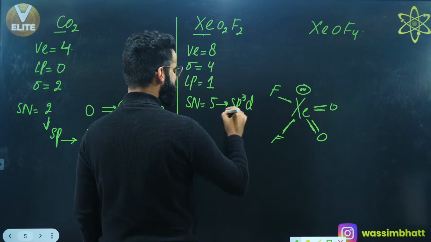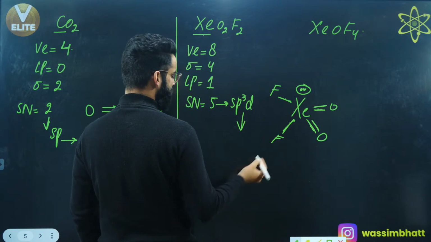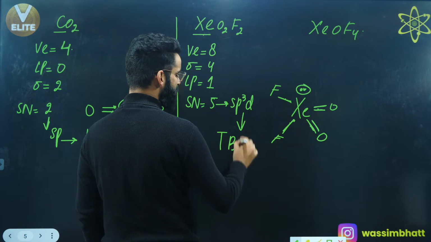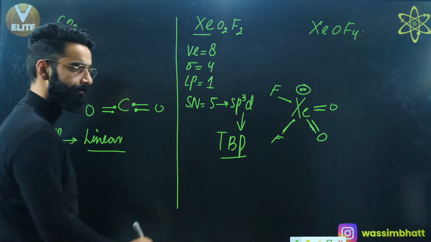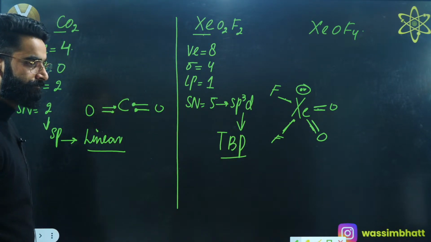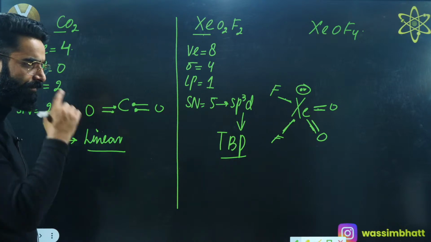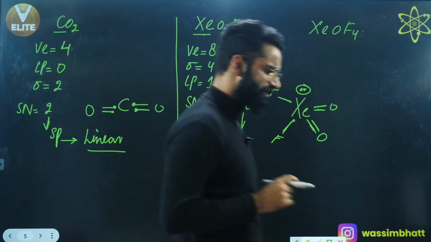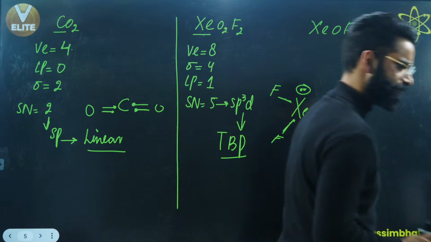If hybridization is sp3d, what is going to be the geometry? The geometry is going to be trigonal bipyramidal. As simple as that. I'm sure it's clear to everyone. You can let me know in the chat if it's clear so that I can move on.